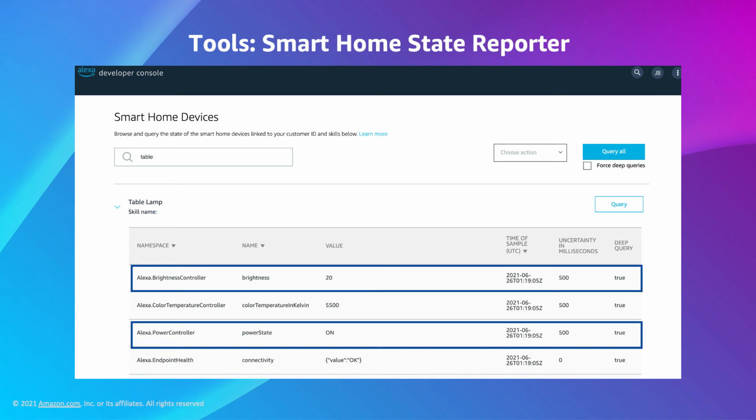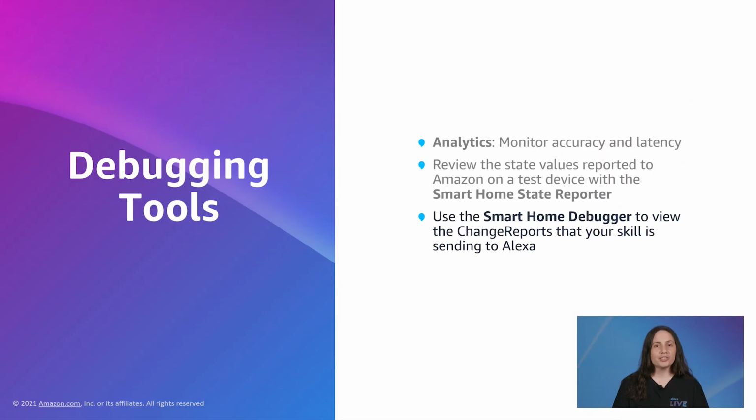This could mean that you did not let Alexa retrieve the state of your endpoint. So take an action. Go verify your discovery response and ensure that for each controller, you report retrievable true and proactively reported true. We just took a look at the State Reporter tool. Now, let's dive deep into the Smart Home Debugger.